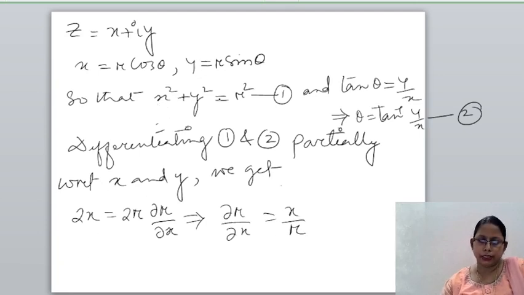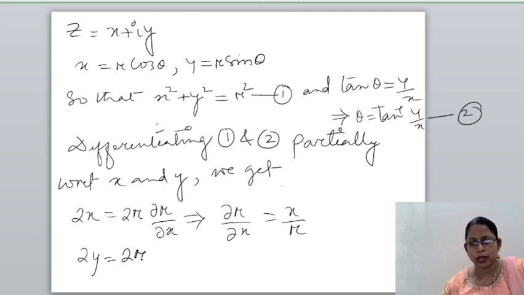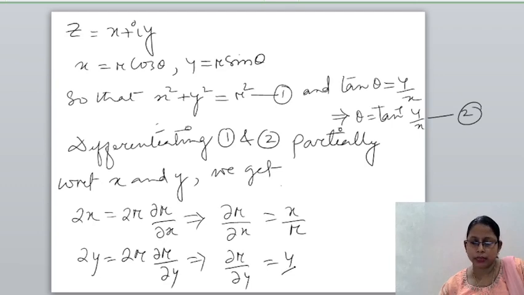Similarly, differentiating this equation with respect to y, I will get 2y equal to 2r del r by del y. So here del r by del y is equal to y by r, and here x by r is my cos theta. Here del r by del y is sin theta.